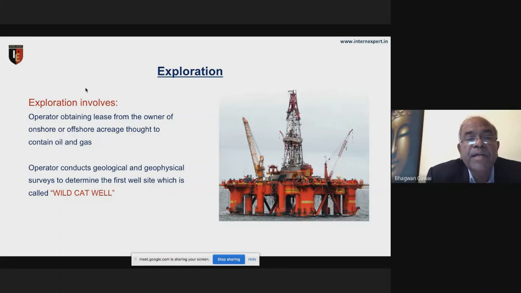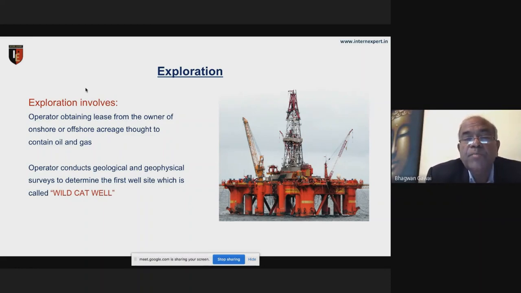Exploration involves what? The operator obtaining a lease from the owner of the offshore area. What do you mean by this? All the oil blocks or oil locations belong to the government, whether you take India or anywhere in the world. The government does an auction or invites tenders from different crude oil drilling operators, owners or refiners, and through bidding they get the oil block areas. Once they get the oil block area, the operator conducts geological and geophysical surveys to determine the first well site, which is called a wildcat well.